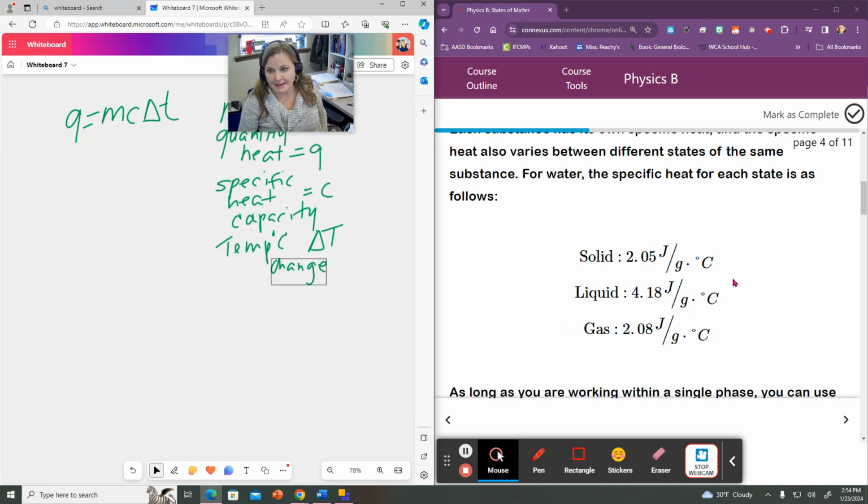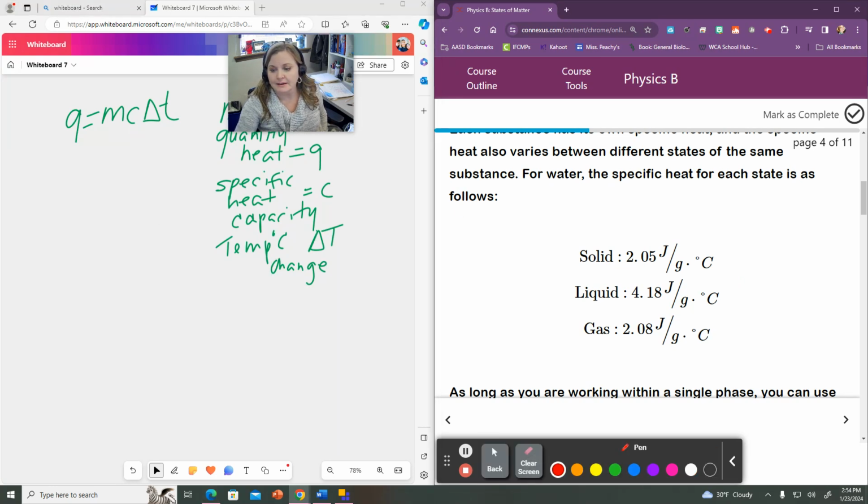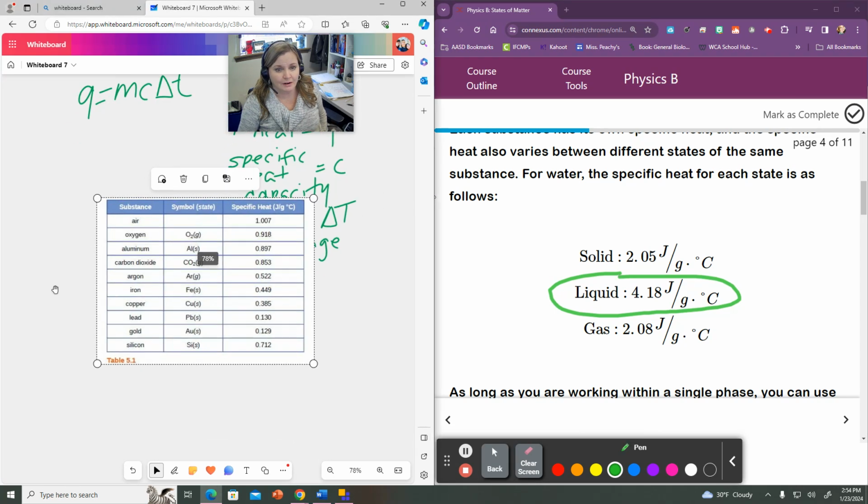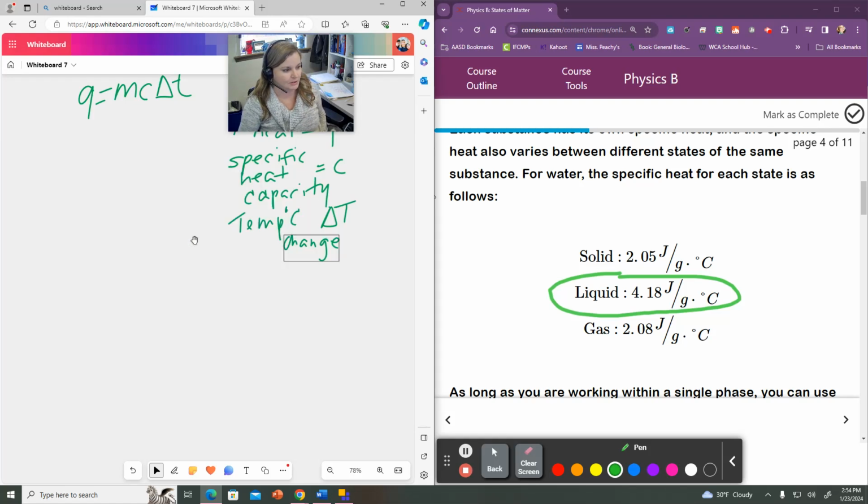Water has a pretty high heat capacity compared to other substances. If you look here, liquid water has a heat capacity of 4.18 joules per gram degrees Celsius. That's pretty high. Compared to the table that I showed you before, it's higher than anything on this table. This is a lot of conductors, but kind of gives you an idea.